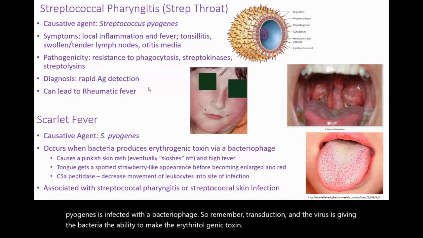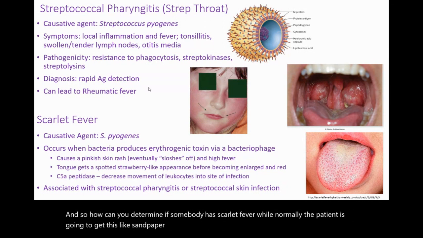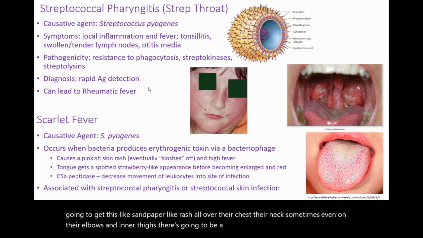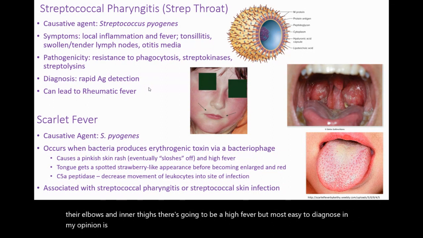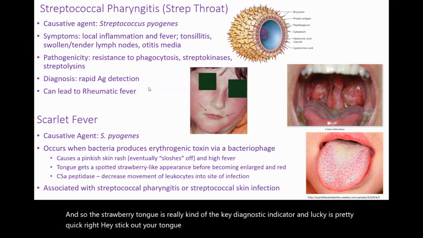And so how can you determine if somebody has scarlet fever? Well, normally the patient is going to get this sandpaper-like rash all over their chest, their neck, sometimes even on their elbows and inner thighs. There's going to be a high fever, but most easily to diagnose, in my opinion, is the appearance of a strawberry tongue, as you can see in that bottom right picture. And so the strawberry tongue is really the key diagnostic indicator. And luckily it's pretty quick, right? Just, hey, stick out your tongue, kid, and boom, there it is.